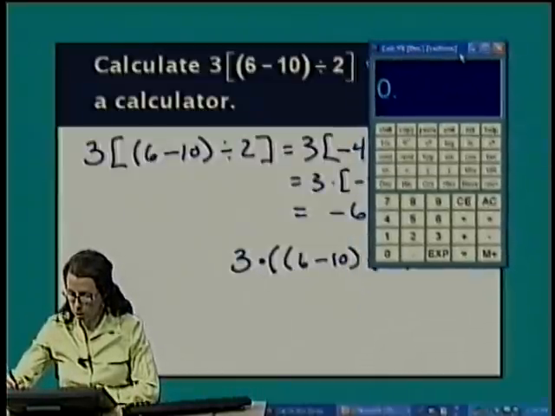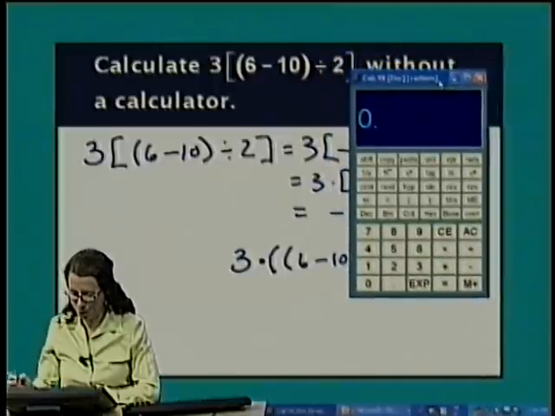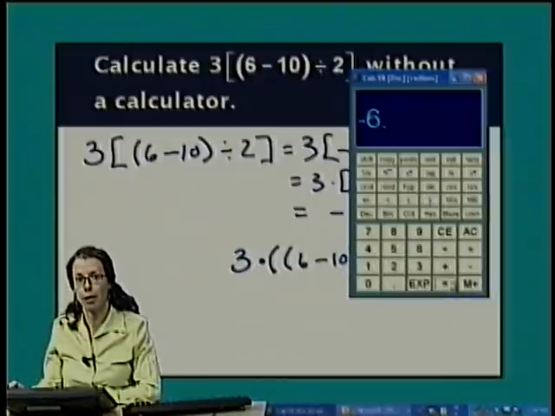So let me perform this operation as I wrote it on the page there. 3 times, open parenthesis, 6 minus 10, close parenthesis, divided by 2, close parenthesis, equals negative 6.